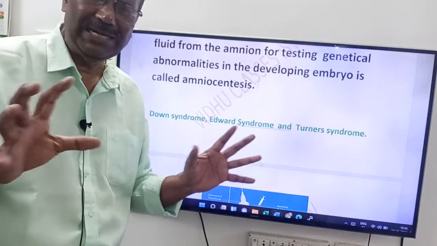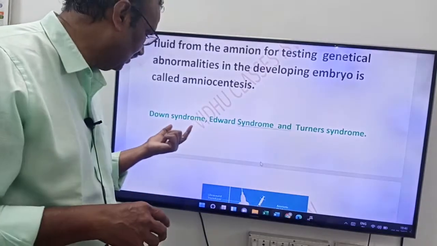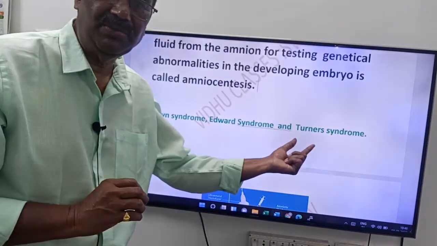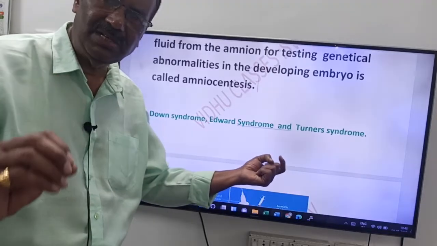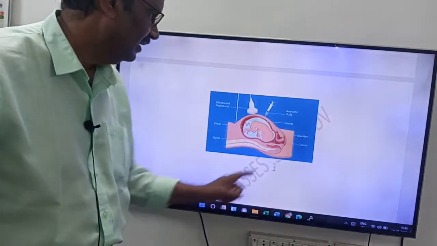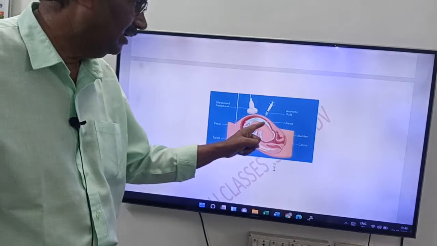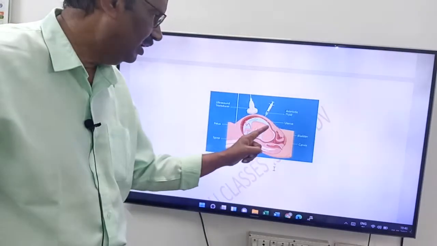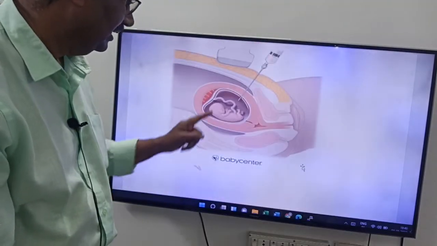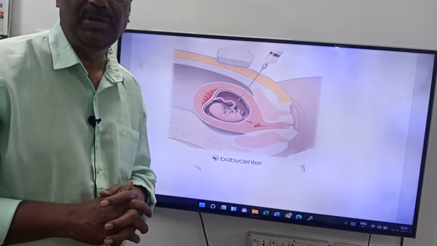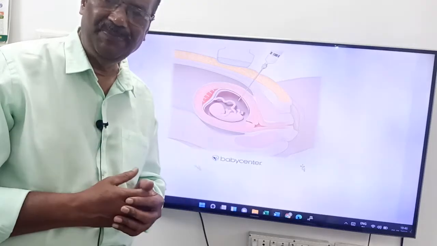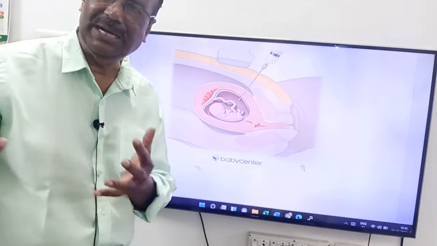Friends, no need to write these explanations. You have to give this one only. You have to write Down syndrome, Edwards syndrome, Turner syndrome. We can detect these genetical disorders by amniocentesis. Now you see an image, friends. With the help of a syringe, we are collecting the amniotic fluid from the amnion of the mother. One more image you have to see. We are collecting the amniotic fluid for what? To detect the genetical disorders. What are those genetical disorders? Edwards syndrome, Down syndrome, Turner syndrome, etc.